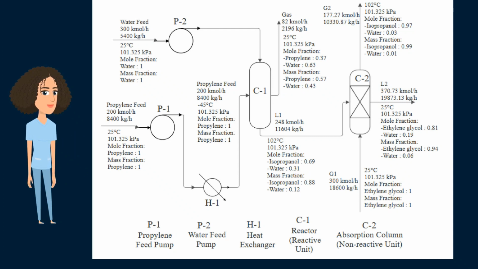P1 is connected to H1, which is the heat exchanger, which is used to heat up or cool down the stream. In the PFD above, the heat exchanger acts as a cooler to cool down the inlet stream, which is the propylene feed. Next, the water and propylene are fed into the reactive unit C1, where the raw materials or reactants react and produce products. In the PFD, the reactants are water and propylene while the product is isopropyl alcohol.